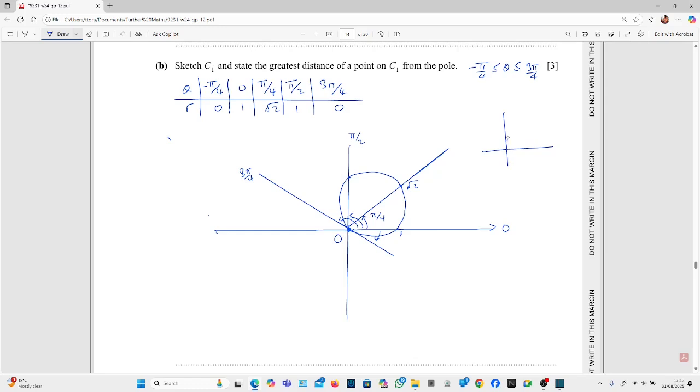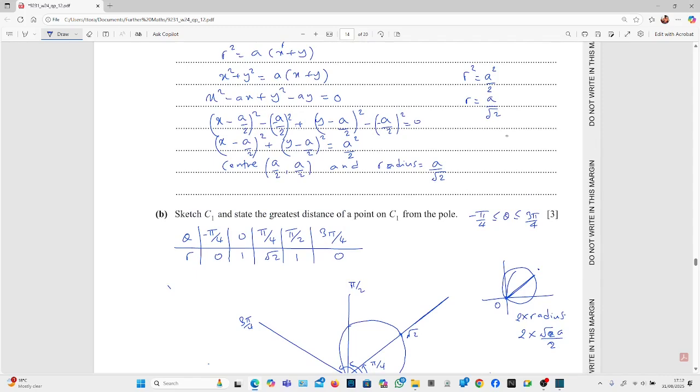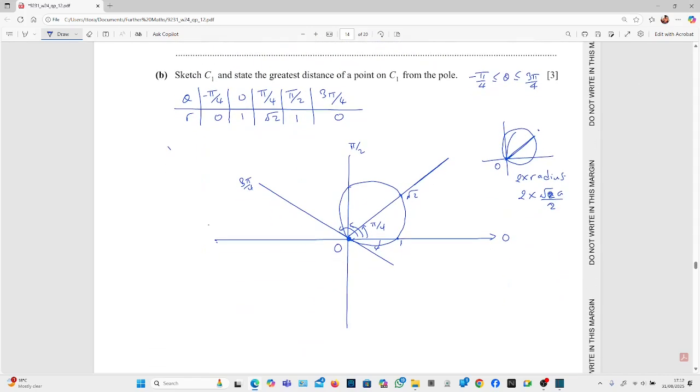Now to state the greatest distance from the pole, we know that the circle is going like this here. So the greatest distance is that from a point on the curve here, which is going to be twice the radius of the circle. So that's twice √2a over 2. Let me just check the radius. We got that at the beginning here. So yes, our radius is a/√2, that's √2/2 times a. So the 2 and 2 cancel, and I have √2a, which is the greatest distance.